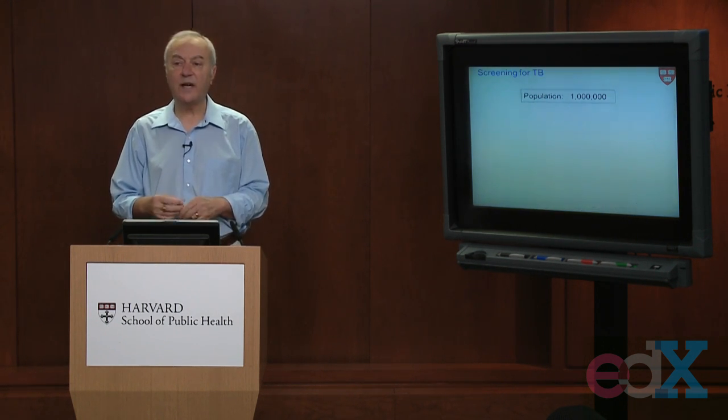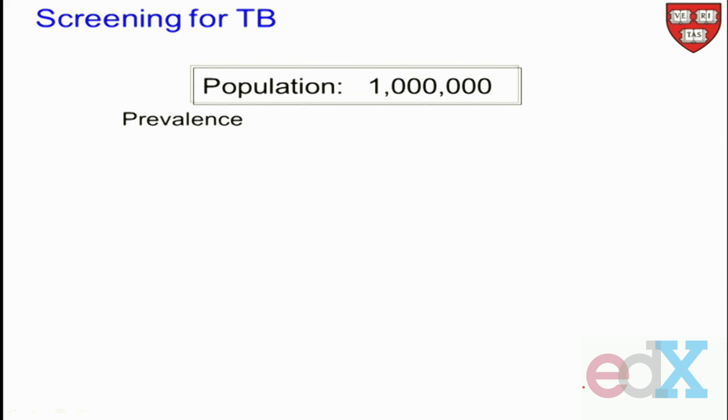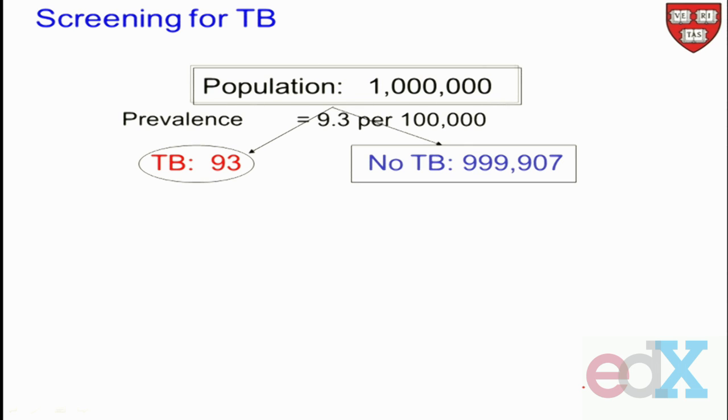Well, in order to calculate how we got there, we need one other quantity, and that is the prevalence. How many of these 1 million people actually have TB? Let's suppose, just for argument's sake, that the prevalence is 9.3 per 100,000. So that means 93 per million. So suppose we're going into this population of 93 per million. How well will our test act? Well, 93 per million means there are 93 with TB, and that leaves 999,907 without TB.